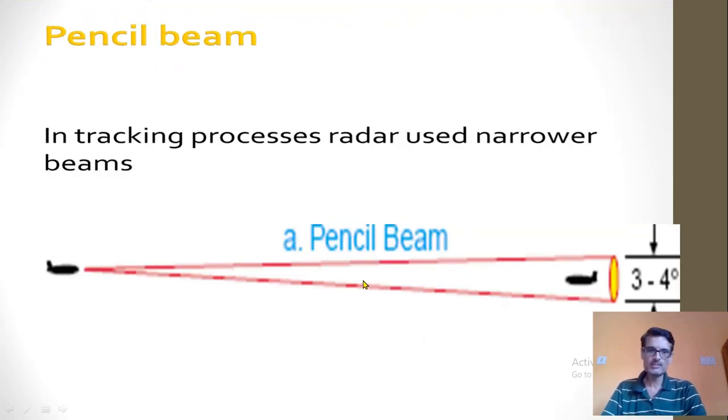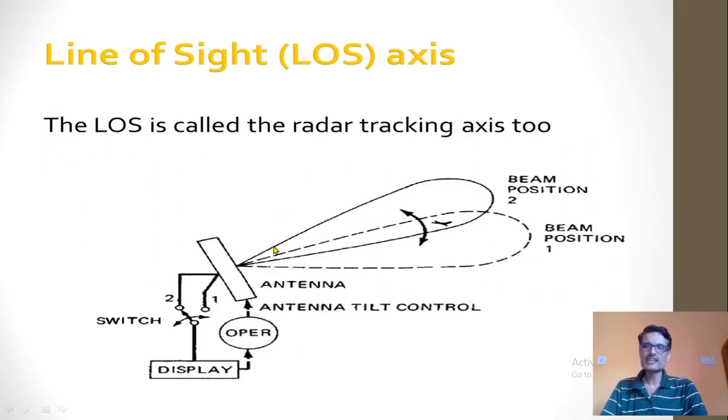So this is the example of that pencil beam. For tracking radars, this is what is actually required. The line of sight axis is also called the radar tracking axis. Usually while tracking targets, we need two beams radiating in two positions to get the error signal. With an example, I'll tell you that next. This overlapping point here is called the bore sight direction or bore sight point, the coinciding point of the two beams. This is the line of sight of the tracking radar, LOS.